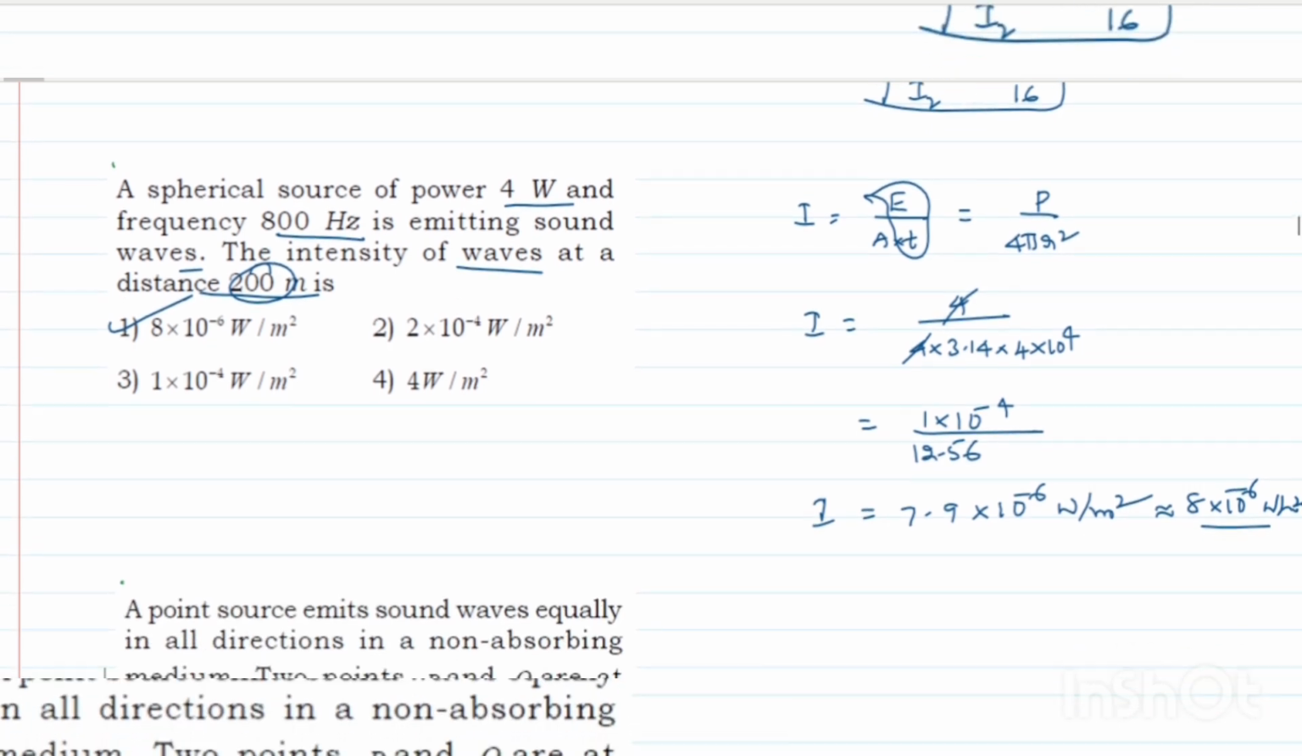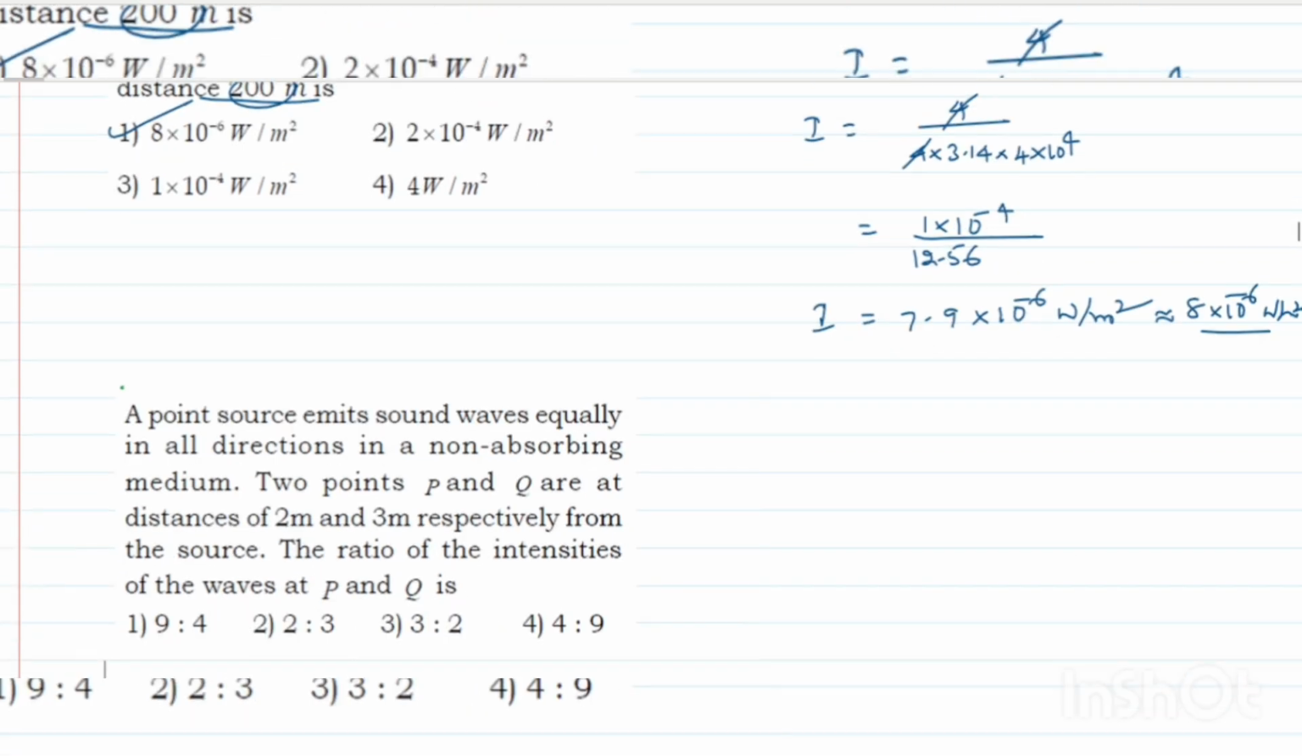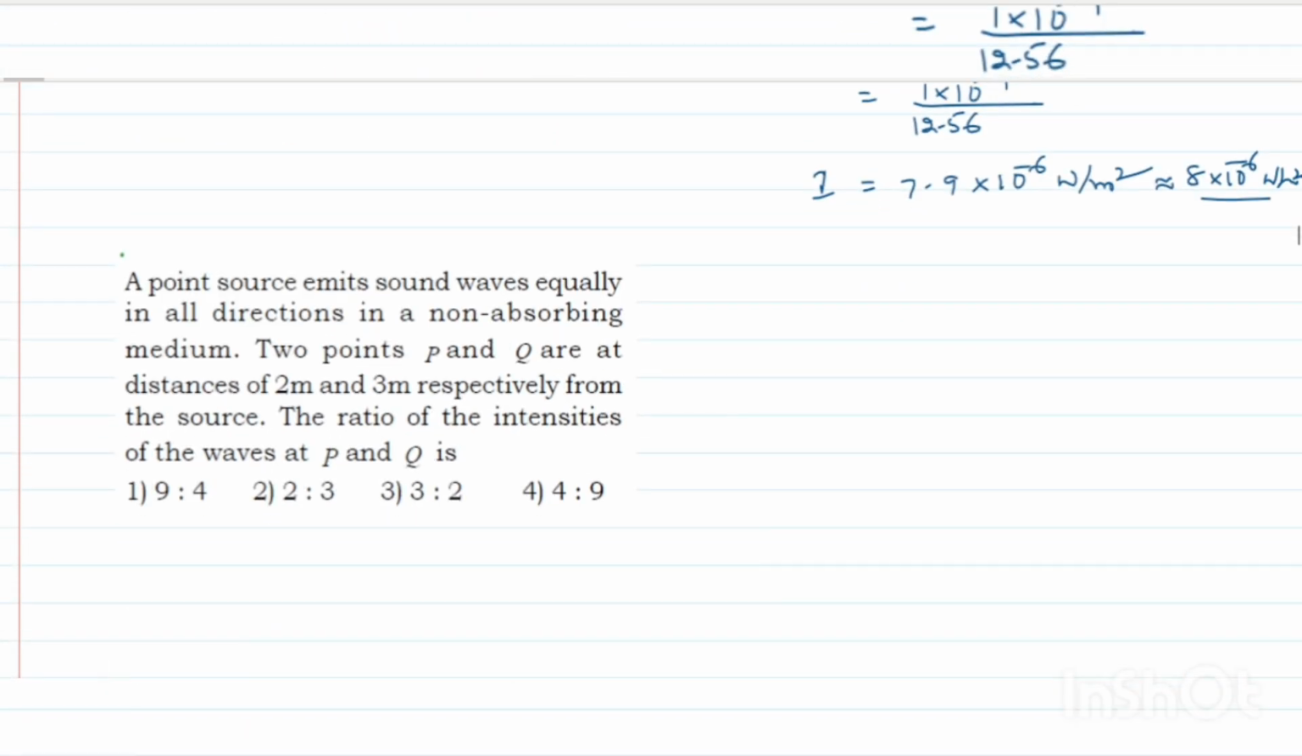Let us see the next question. The next question says a point source emits sound waves equally in all directions in a non-absorbing medium. Two points P and Q are at distances 2 meter and 3 meter respectively from the source. They are asking for the ratio of the intensities of the waves at points P and Q.